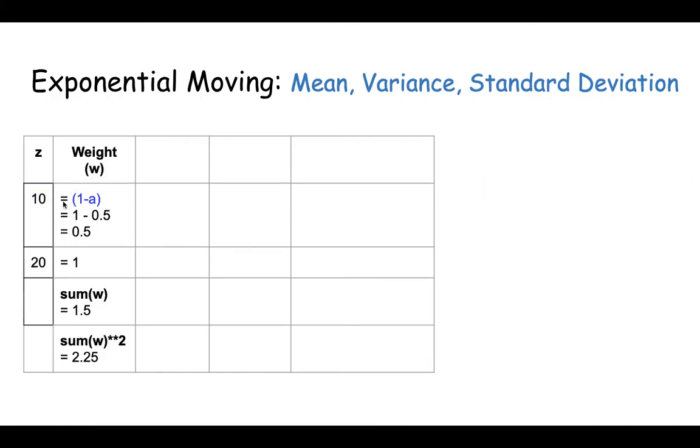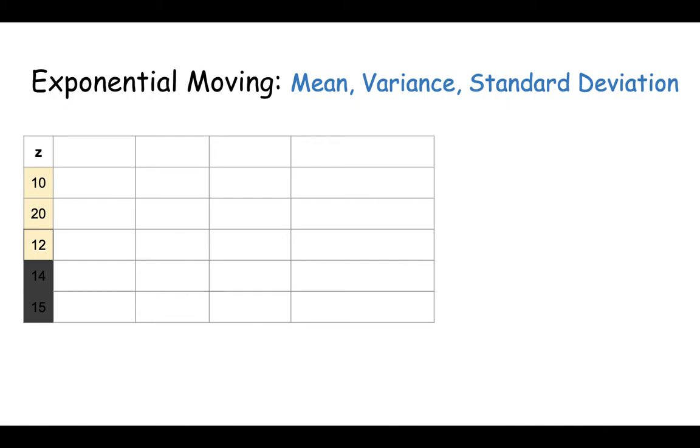Next, what we need to do is calculate the weights for these 2 data points, and to do that we go in reverse order. So the most current data point we set to 1, and then the point before it we set to 1 minus a. A is alpha, so 1 minus 0.5, and so we have a value of 0.5, which is the weight for 10. Now you're probably imagining what happens if we have 3 data points.